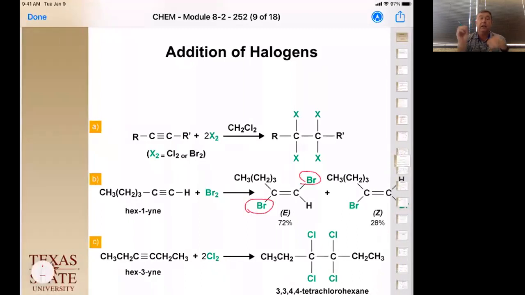The bromines are the highest priority, therefore they're opposite each other, giving us that anti addition as our major product. It's not the only product, because there is some little rearrangement that happens, but it is the predominant product.